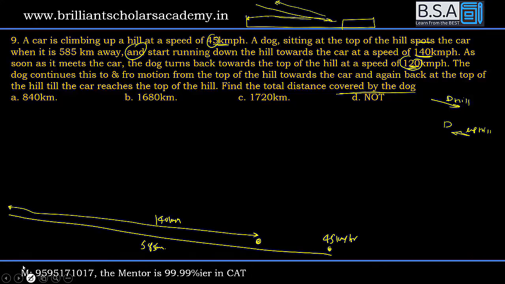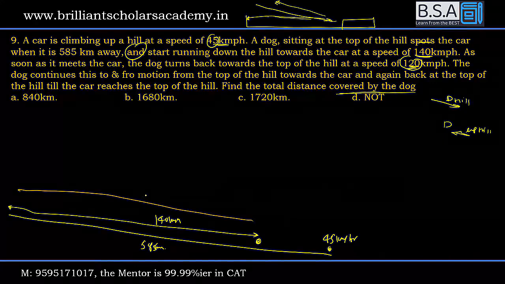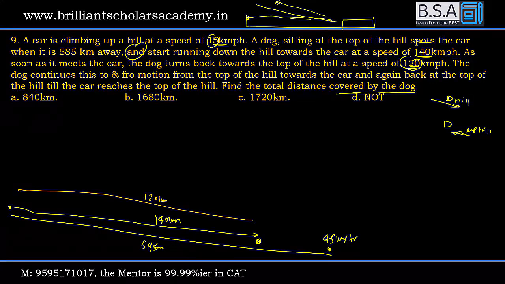Now, when the dog goes back up the hill, it goes at a speed of 120 kmph. One thing is clear: because this is the top of the hill, the dog will always need to come back to the top of the hill. So it is traveling the same distance both ways. Downward distance and upward distance are the same. Going down and going up, the distance is the same.